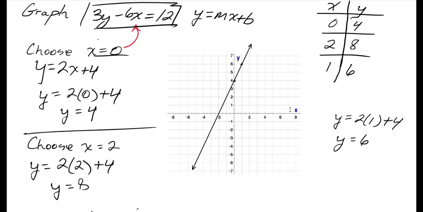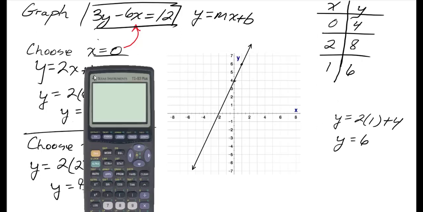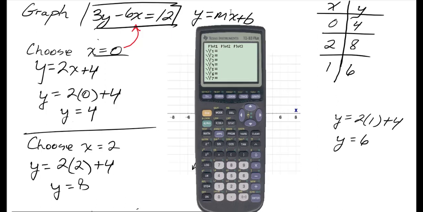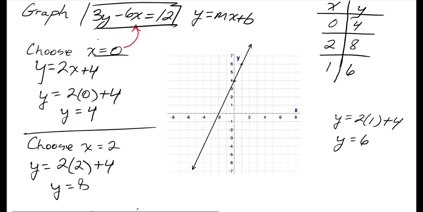Also, if you wanted to graph this equation into your TI calculator, you would have to know how to rewrite this into y equals, because the TI calculator, the way it's designed, when you try to graph something on it, it only accepts equations that begin with y equals. So I wouldn't be able to type 3y minus 6x equals 12 onto this calculator. So that's another reason why we would want our equation to look like y equals mx plus b.